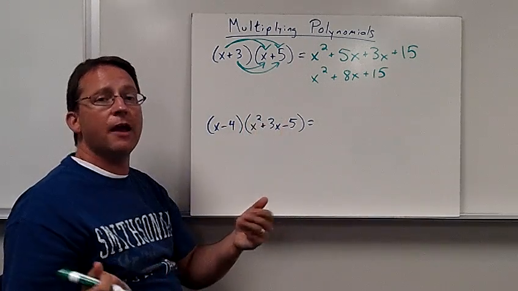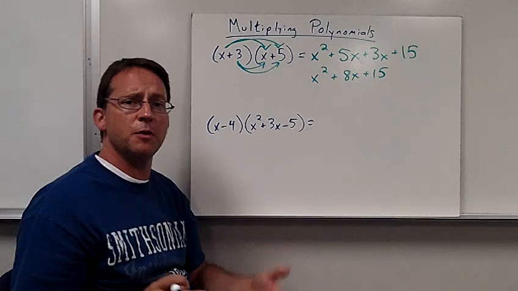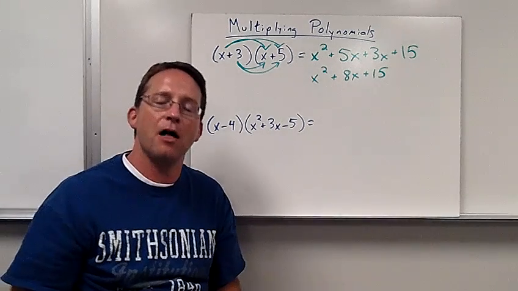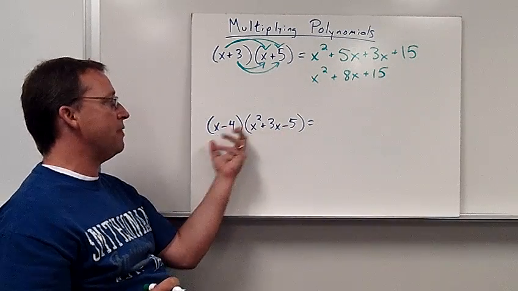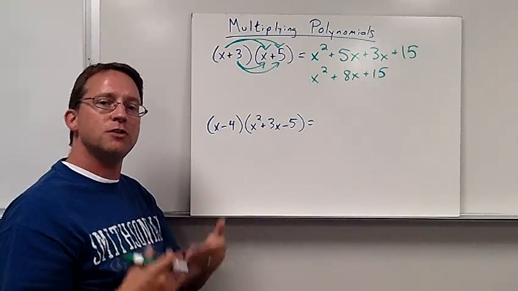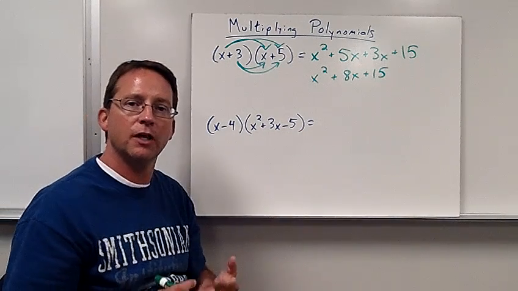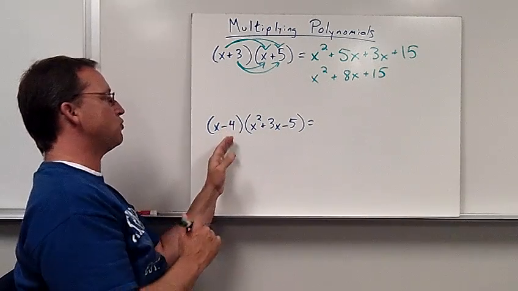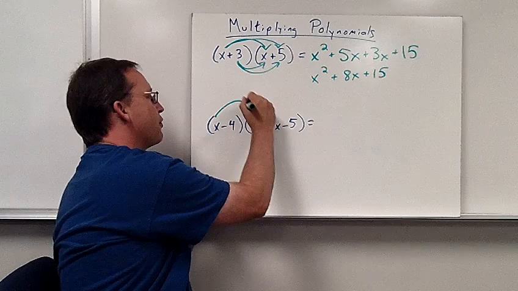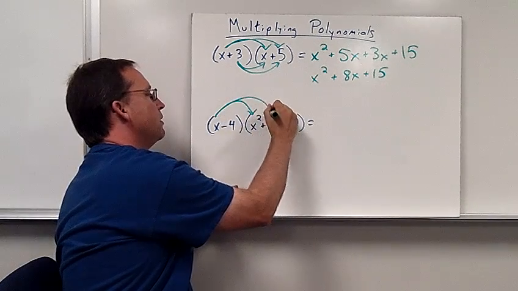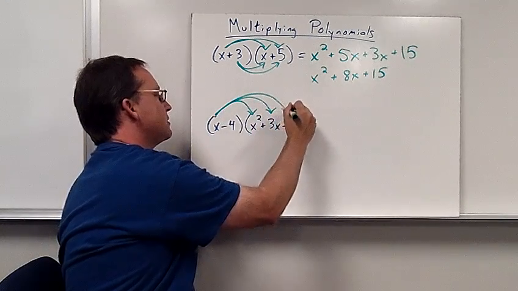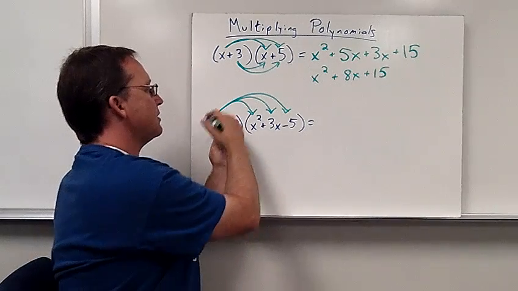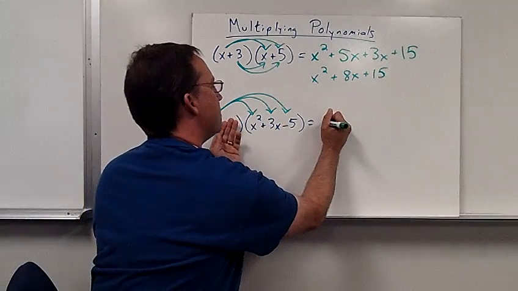So what we did there by doing FOIL, or the distributive property, is all there is to multiplying any polynomial. Right? So if I want to multiply these two polynomials together, I'm just doing the distributive property over and over again, one term at a time. So in this problem, I'm starting by distributing the x all the way through this polynomial. I'm going to multiply x by each of these things. X times x squared, well, that'd be x to the third power.